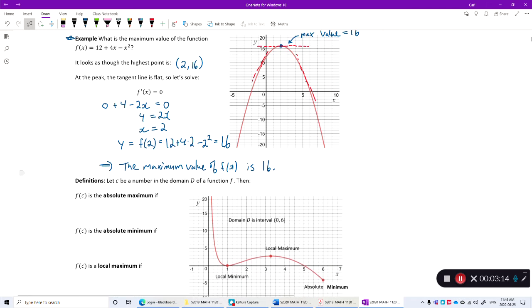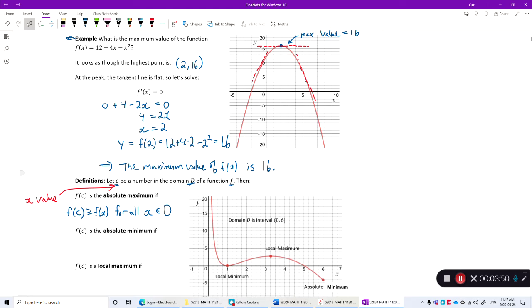So some definitions here. Let c be a number in the domain of the function. So c is an x value. And f of c is the absolute maximum if f of c is greater than or equal to f of x for all x in the domain. So I write it like this: x belonging to D. That's the domain.